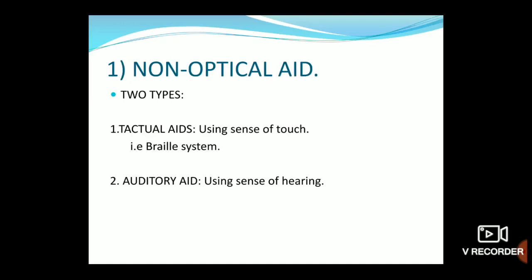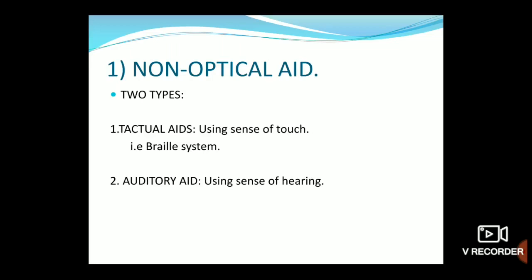Textual aid is nothing but using the sense of touch, that is, the visually impaired can learn to read and write by using a special touch system called Braille. This system makes use of raised dots on paper.